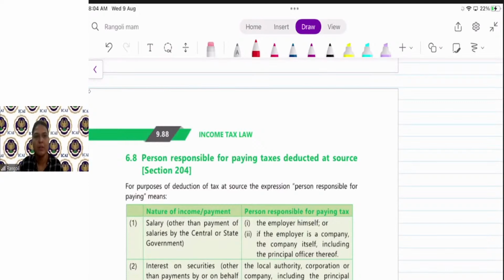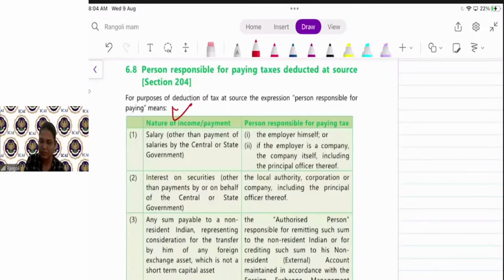Person responsible for paying taxes deducted at source. Who is responsible for paying tax deducted? Payer, right? The payer is responsible to pay the tax deducted to the government because the payer has deducted the tax. So here the nature of income is given and the person responsible for paying tax is given.